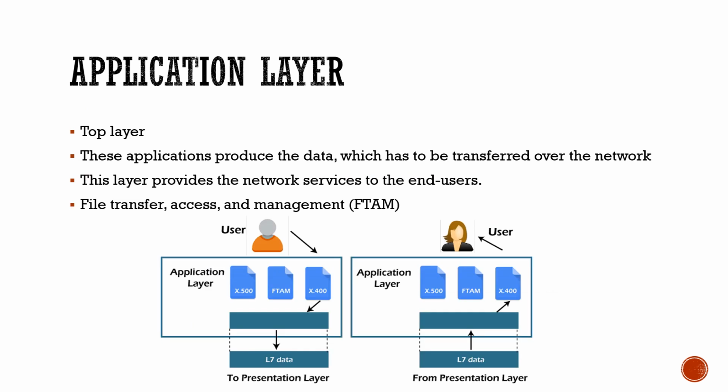And the final layer is called the application layer. We say it is the topmost layer. On the receiving side, the data is obtained only through the application layer. It is one of the very important layers. These applications produce the data which needs to be transferred through the overall network. It provides end-to-end services to the end users.